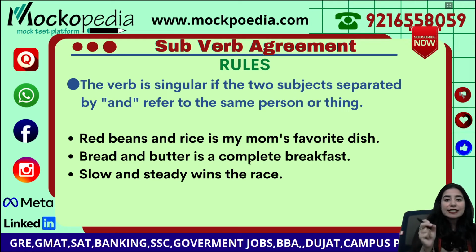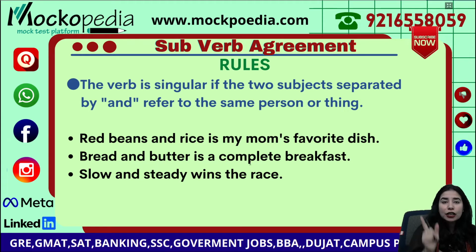Red beans and rice is my mom's favorite dish. So please see this, red beans and rice. This is conveying one idea, right? So if the idea is one, it is considered singular and hence the verb is going to be singular. Let's take one more example. Bread and butter is a complete breakfast. So please see, bread and butter conveys one idea, right? So you are going to take the verb to be singular.